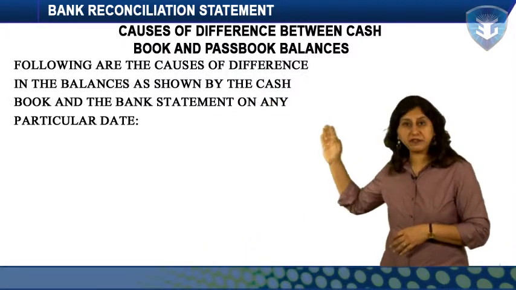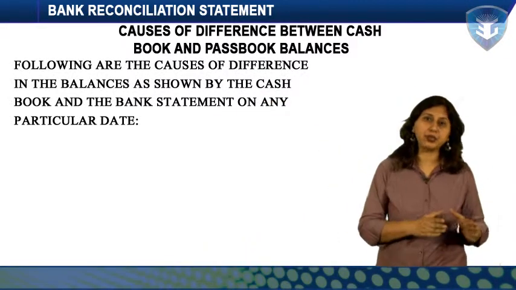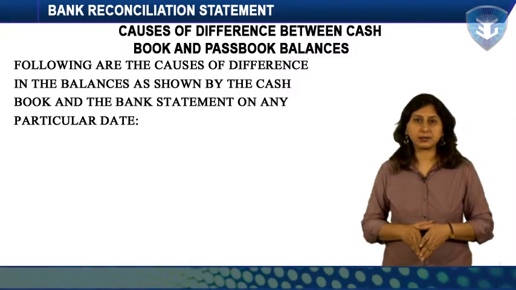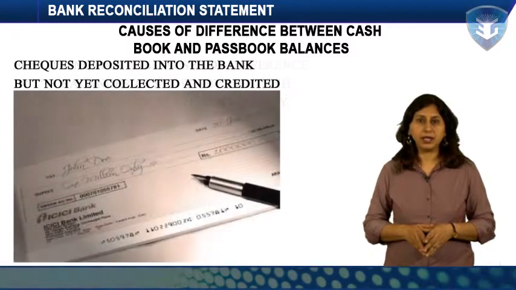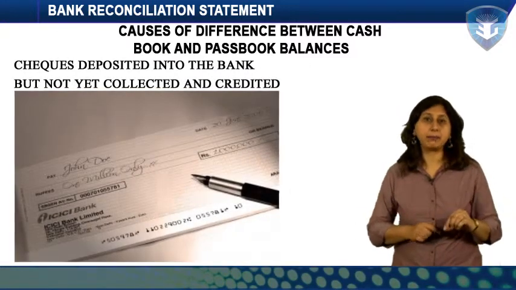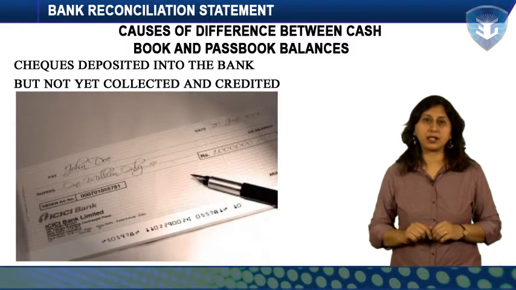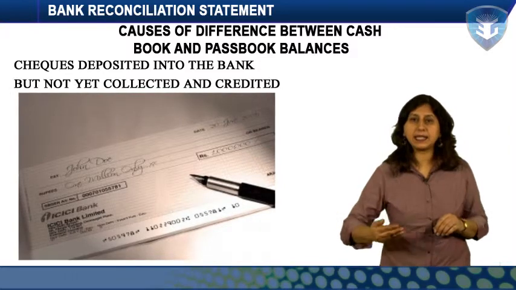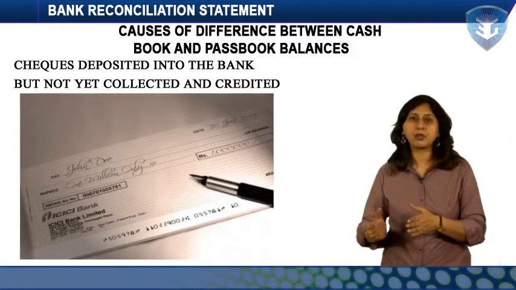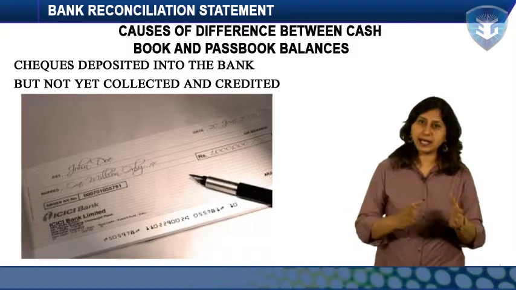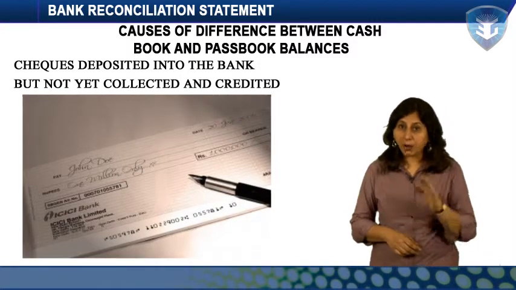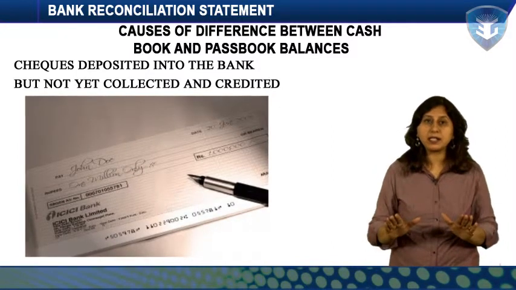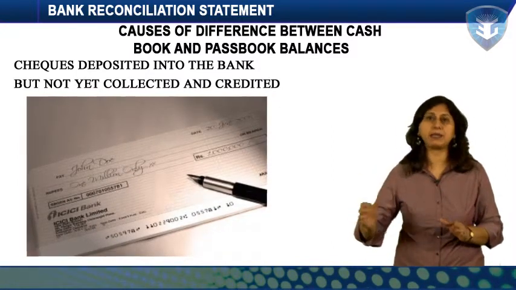Following are the causes of difference in the balances as shown by the cash book and the bank statement on any particular date. Checks deposited into the bank but not yet collected and credited. When checks are deposited into the bank, the account holders immediately debit his or her bank account with the related amount in his or her books of account. However, in the books of bank, the concern's account is not credited until they are actually collected by the bank.